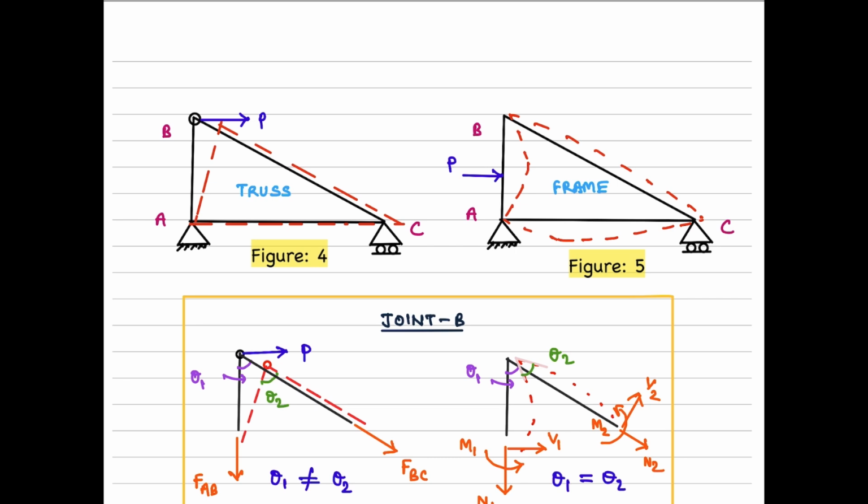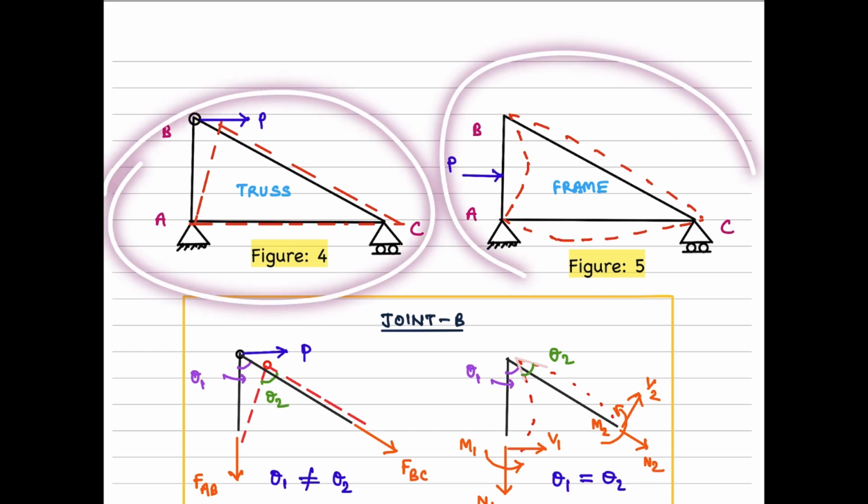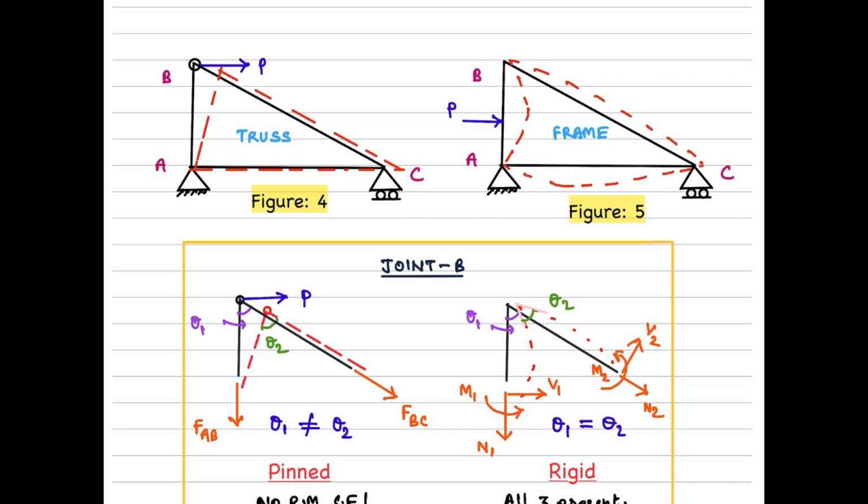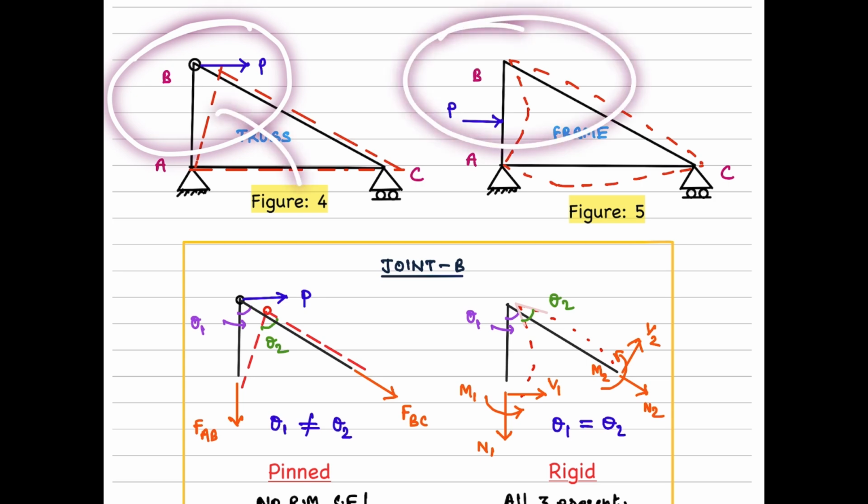Next, what we are going to see in figures 4 and 5 is the deflected shape of these two structures, a truss and a frame, because of the load applied. This helps in understanding something more about the way joints behave. If we consider the first one, we are just going to consider this particular joint B, and the exaggerated views are shown underneath.